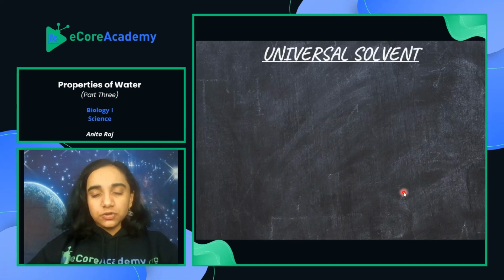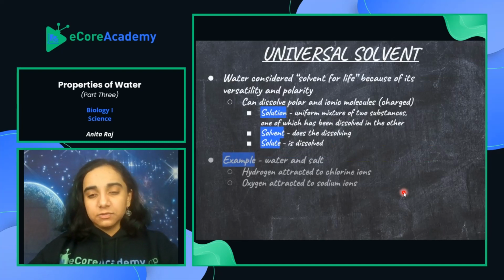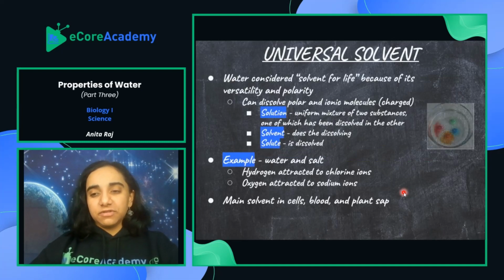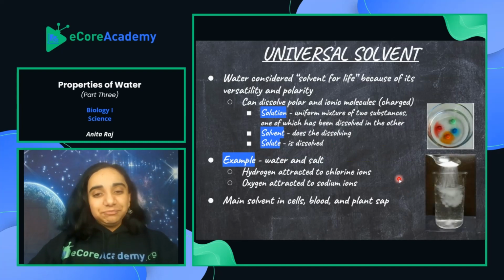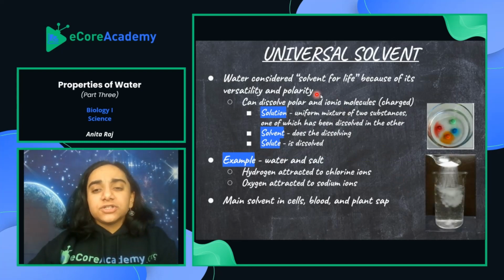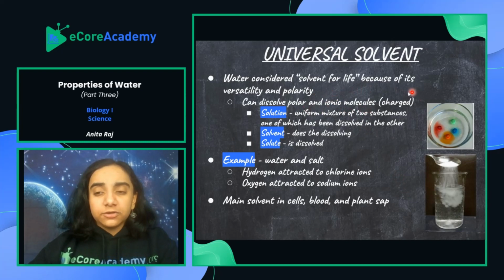Okay, so moving on to universal solvent. So why is water a universal solvent? I'll just show you everything on this slide. Water is considered a solvent for life because of its versatility and polarity. So it can dissolve polar and ionic molecules, which are charged. I'm going to come back to that. I'm going to first review what a solution, solvent, and solute are.